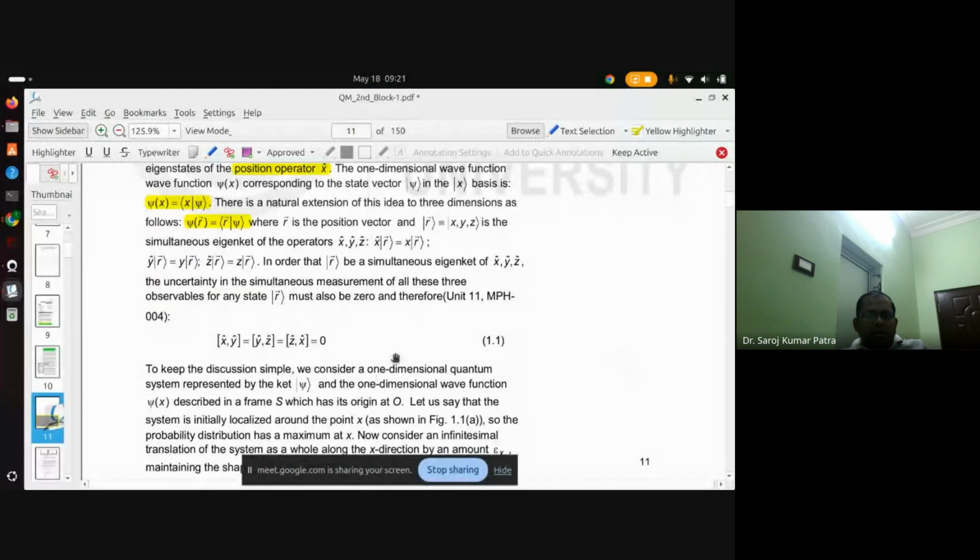Now, what about the commutation relation? Are all of you familiar with the commutation relation given here? Is this equation familiar to you? It's from the previous quantum paper. Is it clear? Is this relation familiar to you?